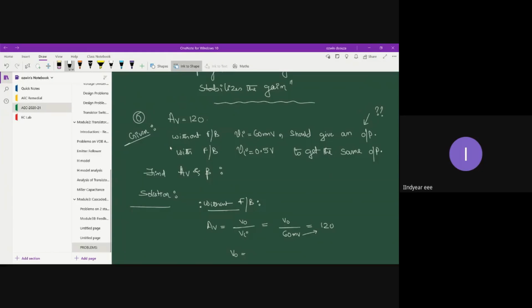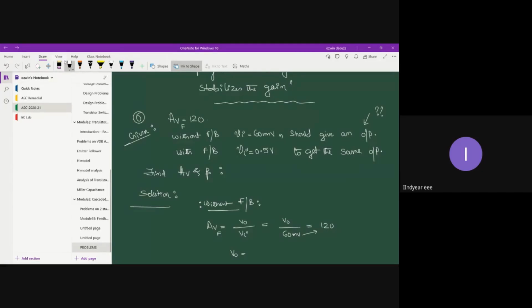An amplifier with negative feedback has a voltage gain of 120. So this should have been 120, okay? And without feedback, when the input is 60 millivolt, it gives a particular output. And with feedback, when the input is 0.5 volt, what should be the value of AV and beta to get the same output? Okay, this is AVF.